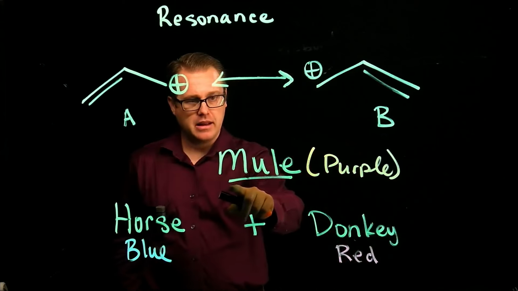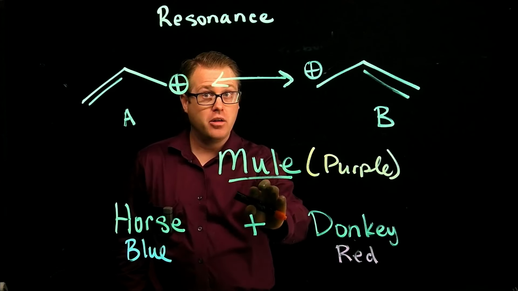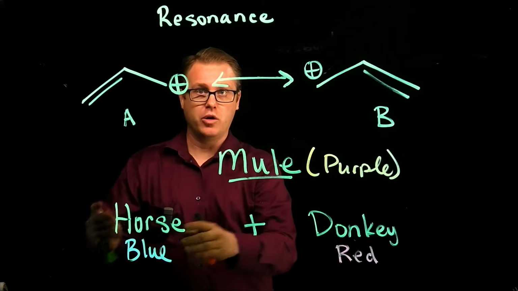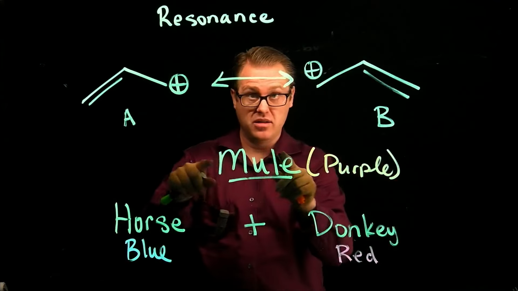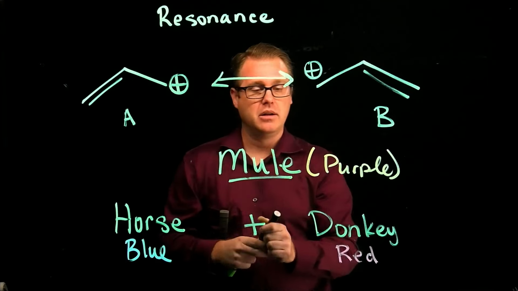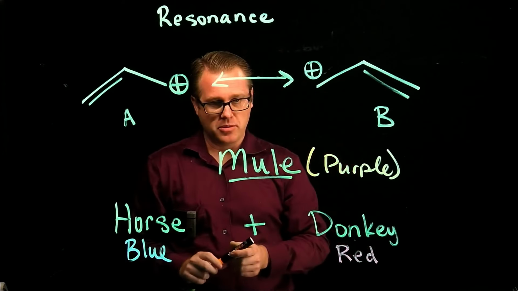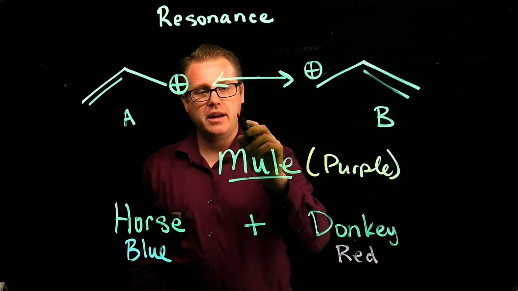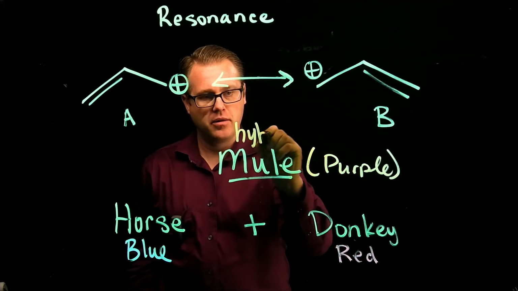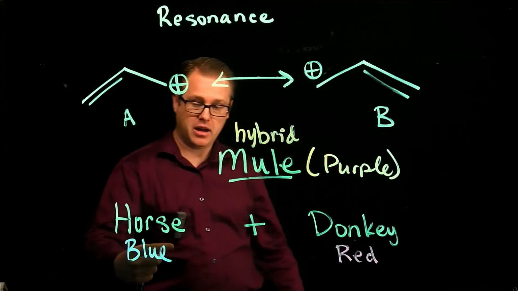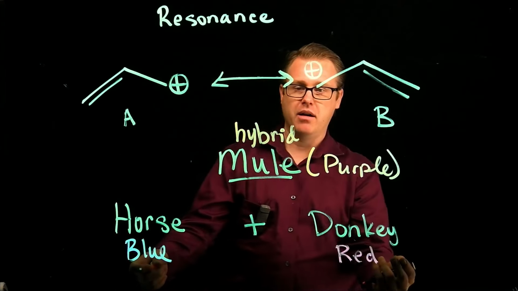Now this is one mule, right? It's not one horse and one donkey. It is just a mule, one. And it is a purple mule. And so this purple mule, we call it a hybrid. It is a hybrid between a blue horse and a red donkey.